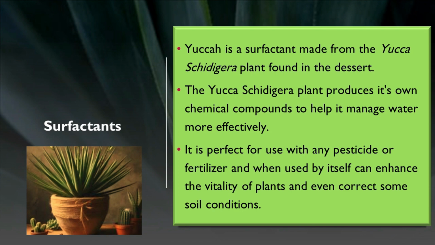The Yucca schidigera plant produces its own chemical compounds to help it manage water more effectively. It is perfect for use with any pesticide or fertilizer, and when used by itself can enhance the vitality of plants and even correct some soil conditions.